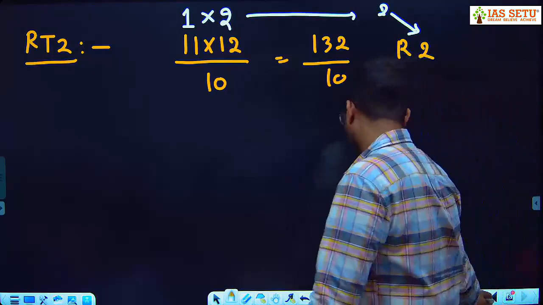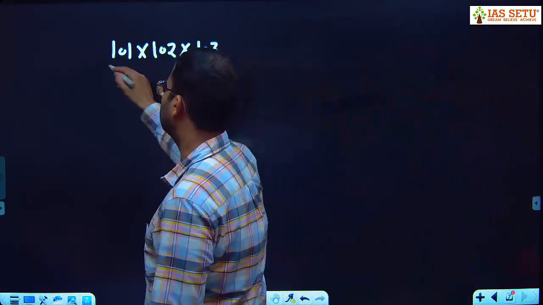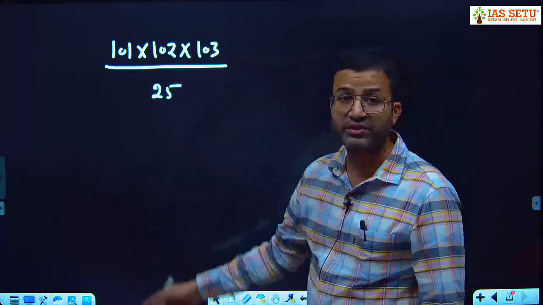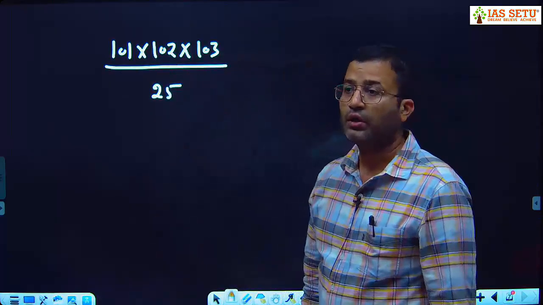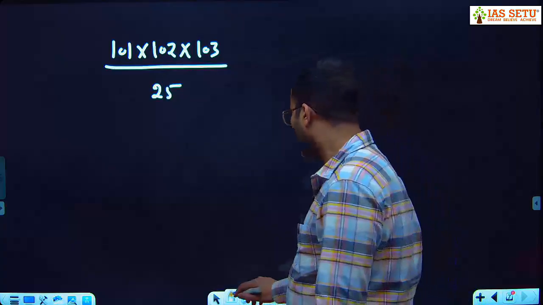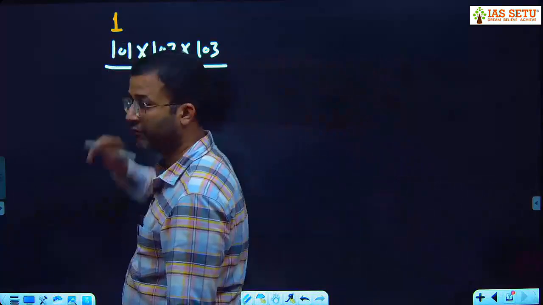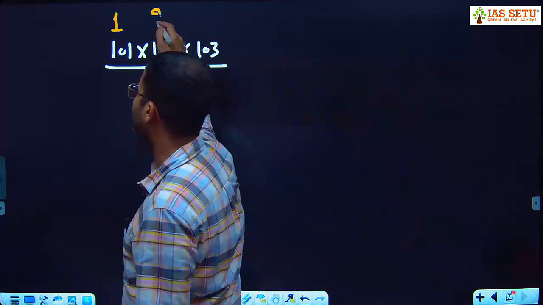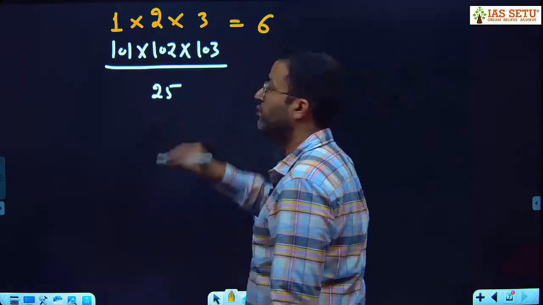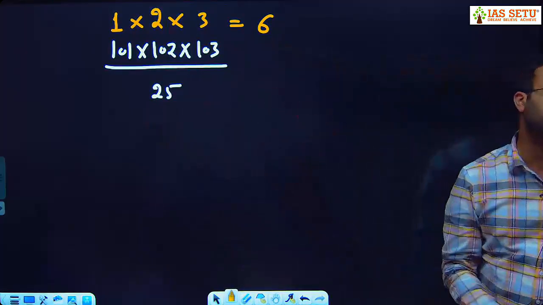Just wait. Now next question. Like 101 into 102 into 103 divided by 25. If you multiply this take around 3 to 4 minutes. But here we are looking for remainder. We are not looking for multiplication. So we have remainder theorem. Remainder theorem 2 suggests 101 when we divide by 25 we get individual remainder 1. 102 divided by 25 we get remainder 2. 103 with respect to 25 we get remainder 3. Multiply. So our answer here is 6. If you check multiplication then also your answer is 6.